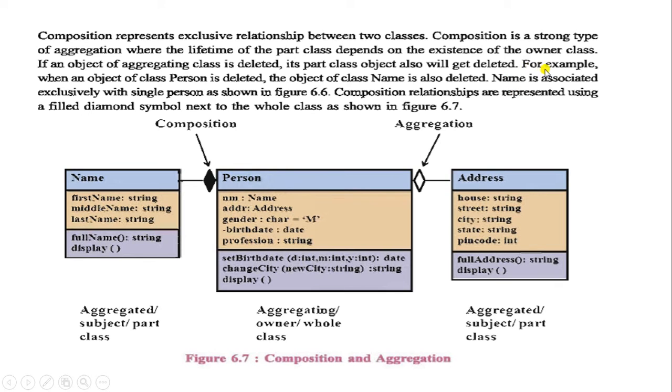So when an object of class person is deleted, the object of class name is also deleted. Name is associated exclusively with a single person. As I told you, this name class is associated with the person, the owner class. The composition relation is shown with a filled diamond symbol. You can see in the exam they also ask for the symbol of composition, which is the filled diamond. And aggregation is the diamond without filling.